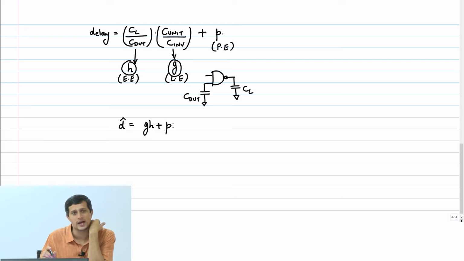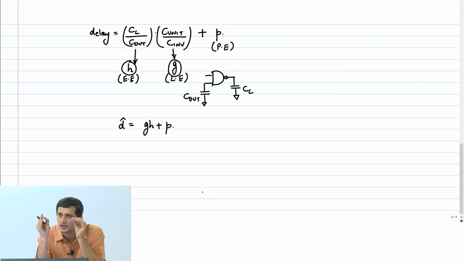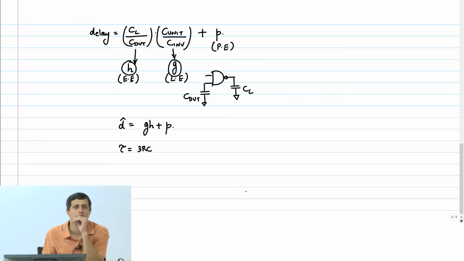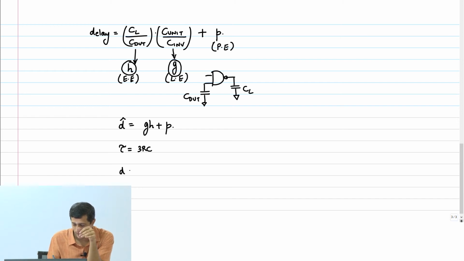Okay, and how do you get the absolute delay from this? You just have to multiply it by the delay of the reference inverter that we divided by. So let me call the reference inverter delay as tau. This was 3 RC, right, under no load condition. Inverter driving no load, then the delay was 3 RC. So if you want to get the actual delay, you multiply the normalized delay by tau.